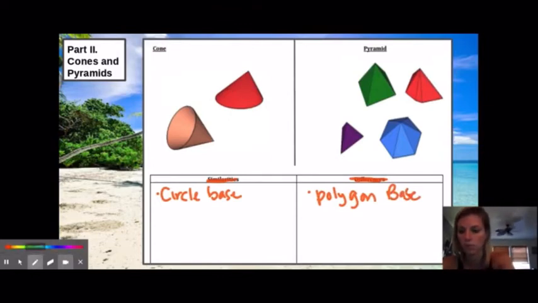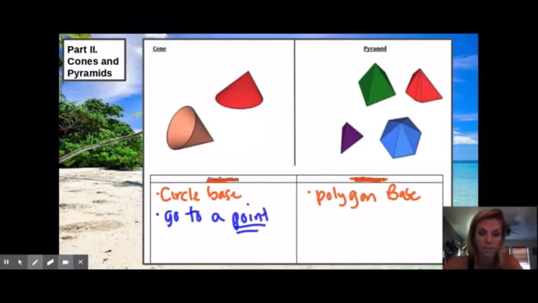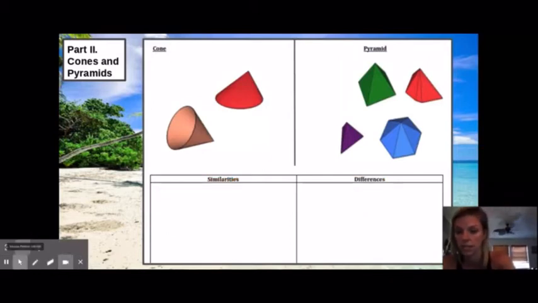What's similar about a cone and a pyramid with each other? They both go to a point. So the top and bottom bases are not congruent. Actually, they don't even have a top. They go to a point. Okay, so let's look really quick. I think on the next page I have this.